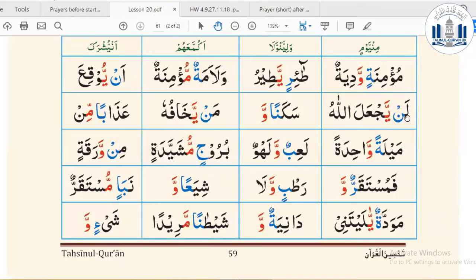Laya. Excellent. And then you have a jeem with a sukoon. So you have to join the ya sound onto the jeem. Layaj. Alallahu. Excellent. So, lan yaj'alallahu. Layaj'ala.